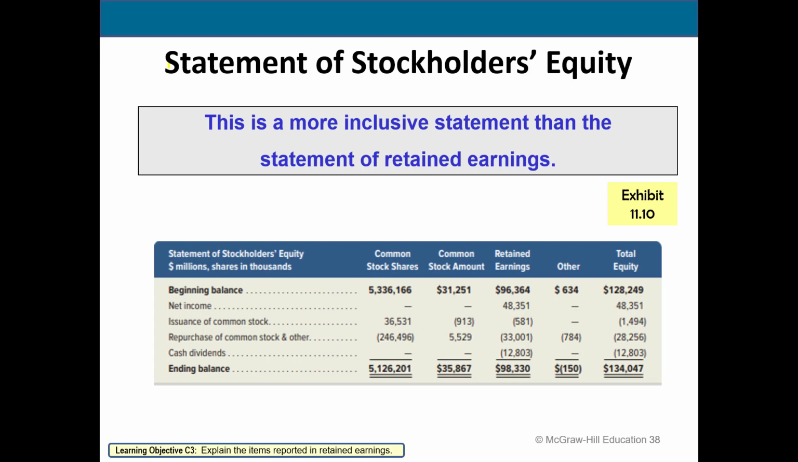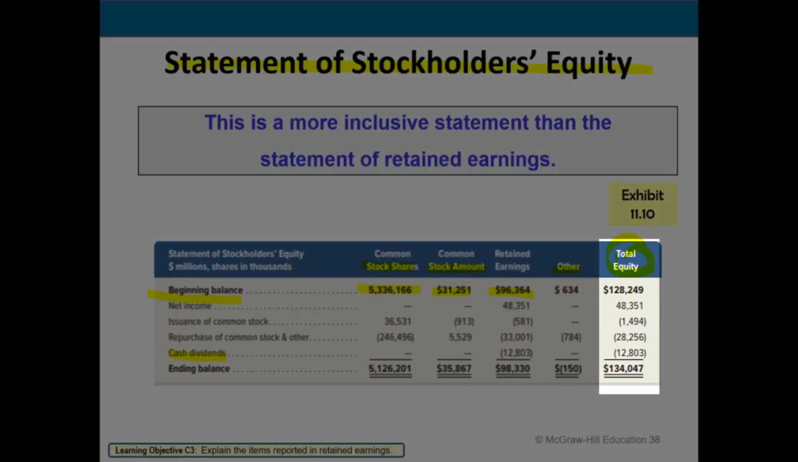And this shows the statement of stockholders' equity, and it's more inclusive than the statement of retained earnings. And you can see the columns here. So the common shares, the common stock amount. So these are the number of shares. This is the dollar amount. Our retained earnings, so beginning balance, add net income, subtract dividends. This is our total equity.